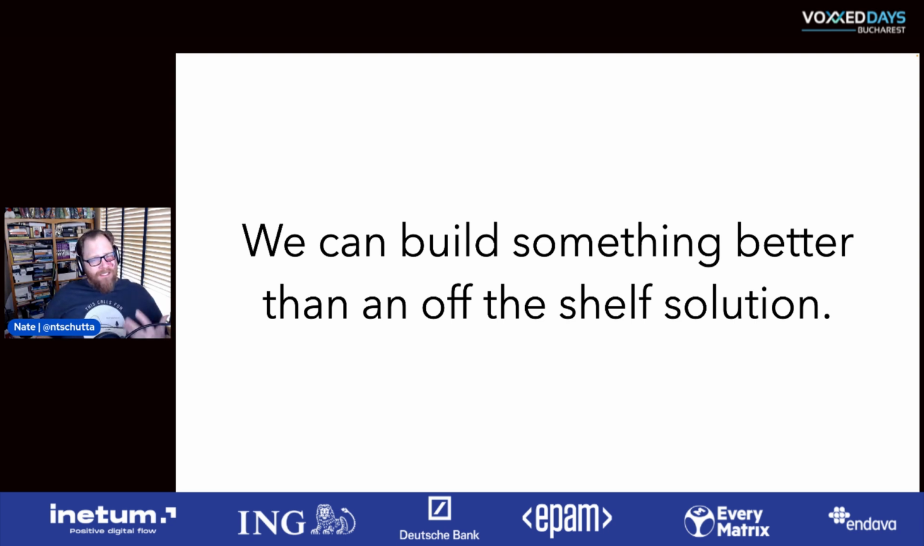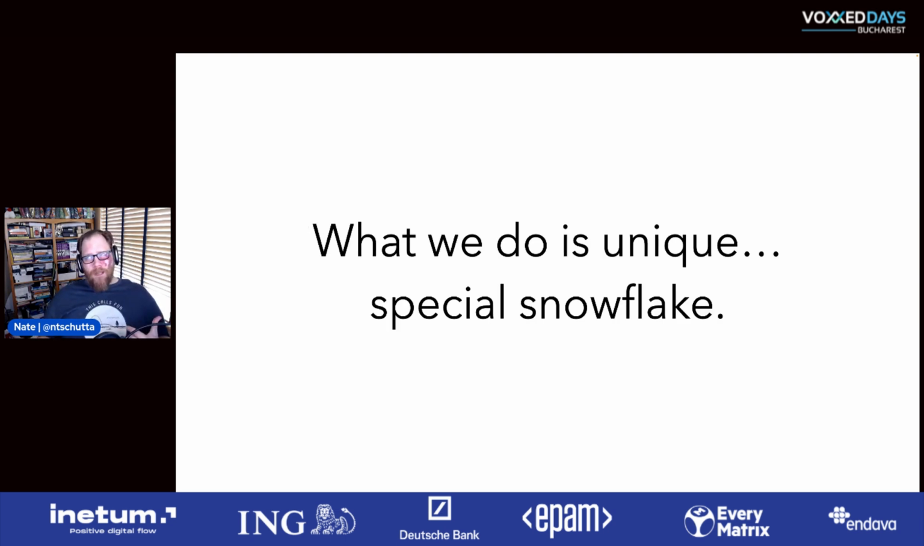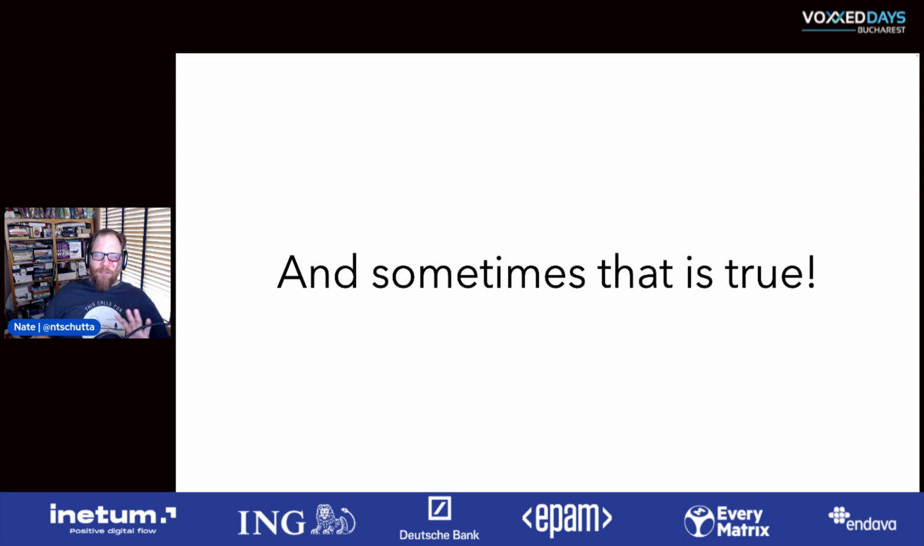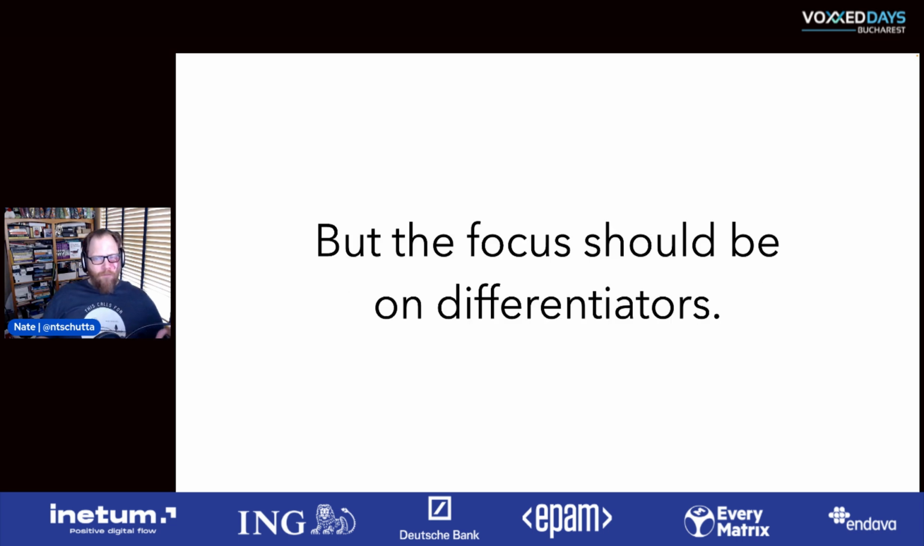And so I've seen this a lot where people rightly, usually wrongly, have this concept that what we do is so unique. We are a special snowflake. This is our secret sauce. Now, again, in some cases, that's actually true. If our pricing algorithm is really what differentiates us in the marketplace, and that's how we make our money, yeah, you probably should own that pricing algorithm. It's probably not something that you should offload to a third party or get off the shelf. But our focus really does need to be on differentiators.